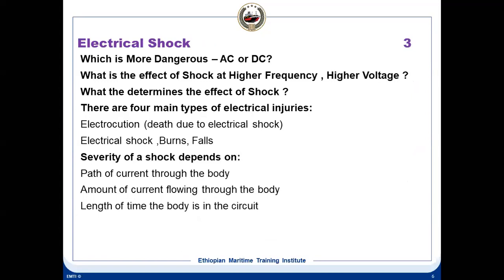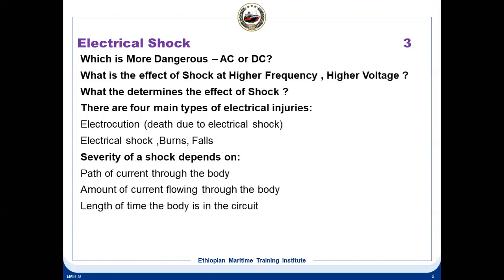Electrical shock, AC and DC, is very important. Which is more dangerous, AC or DC? Why do we say AC is more dangerous? I explained three reasons why AC is more dangerous. One is the peak voltage. The second is the capacitive effect. The third is that AC has a direct effect on the heart, the cardiac system. These are the main reasons why AC is considered more dangerous than DC.